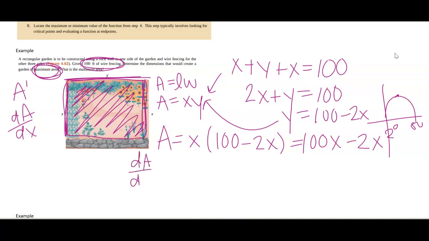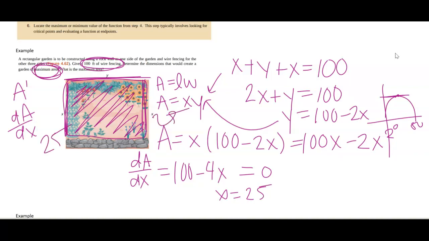So I'm going to take the derivative with respect to X here, and I get 100 minus 4X. Now we know that a maximum is going to have a derivative equal to 0. And I can go ahead and solve this and get that X equals 25, which makes sense. And so 25 is going to be the length of these sides, which means 25 and 25 make 50. I have another 50 feet left, so Y is going to be 50 feet.